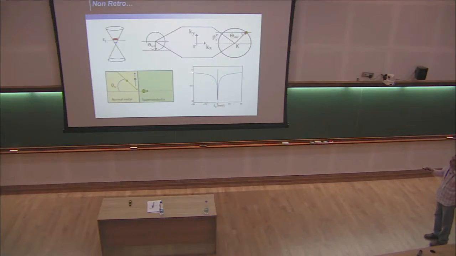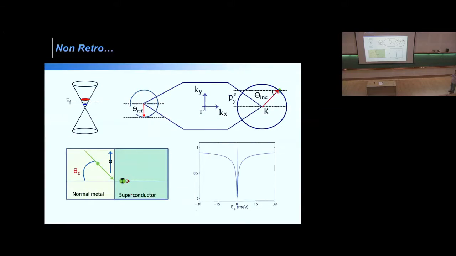Theoretical prediction of how the critical angle changes as a function of Fermi energy. As you see, far away, this is normalized with pi by 2. You have almost pi by 2 critical angle. As you get close to the Dirac point, it's suppressed, and the center peak is because of the specular reflection.